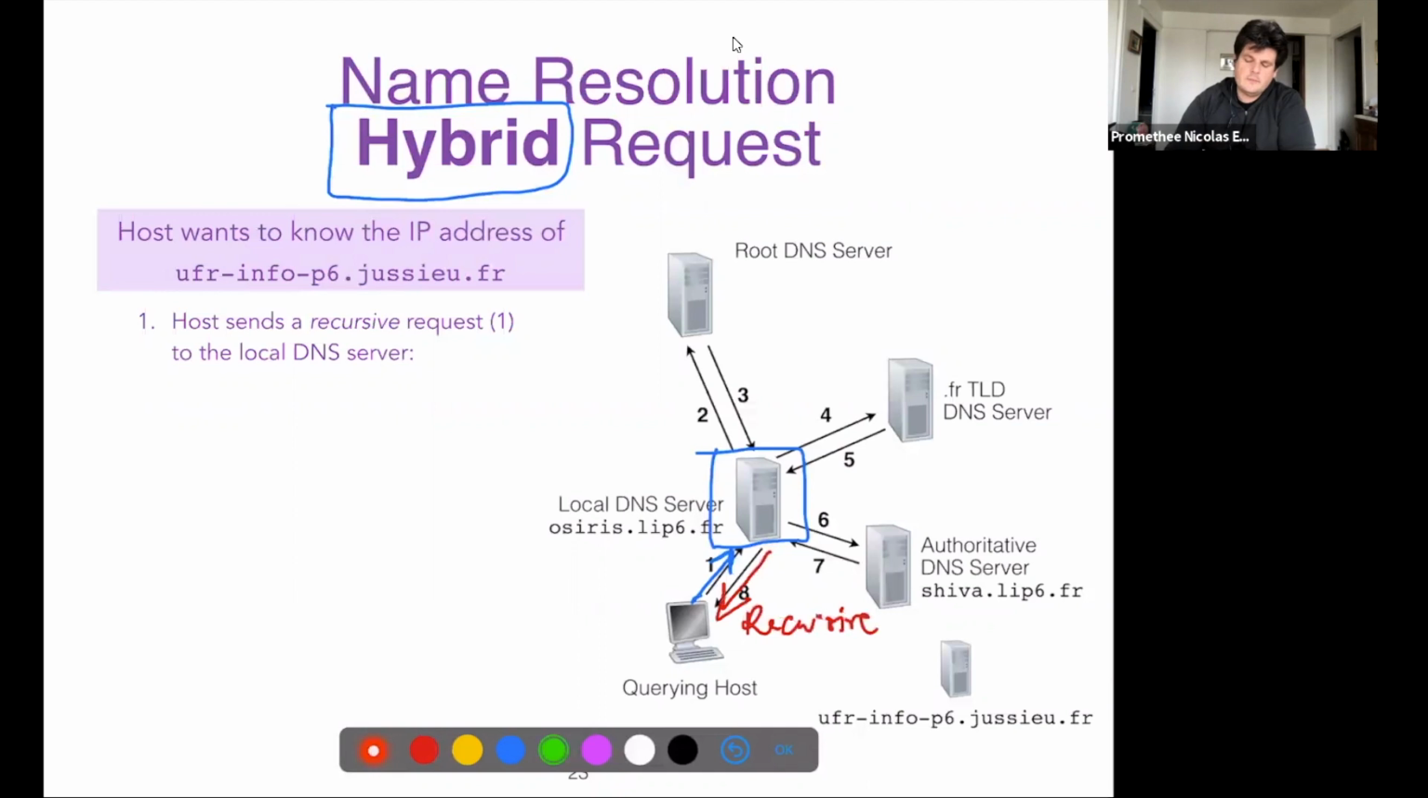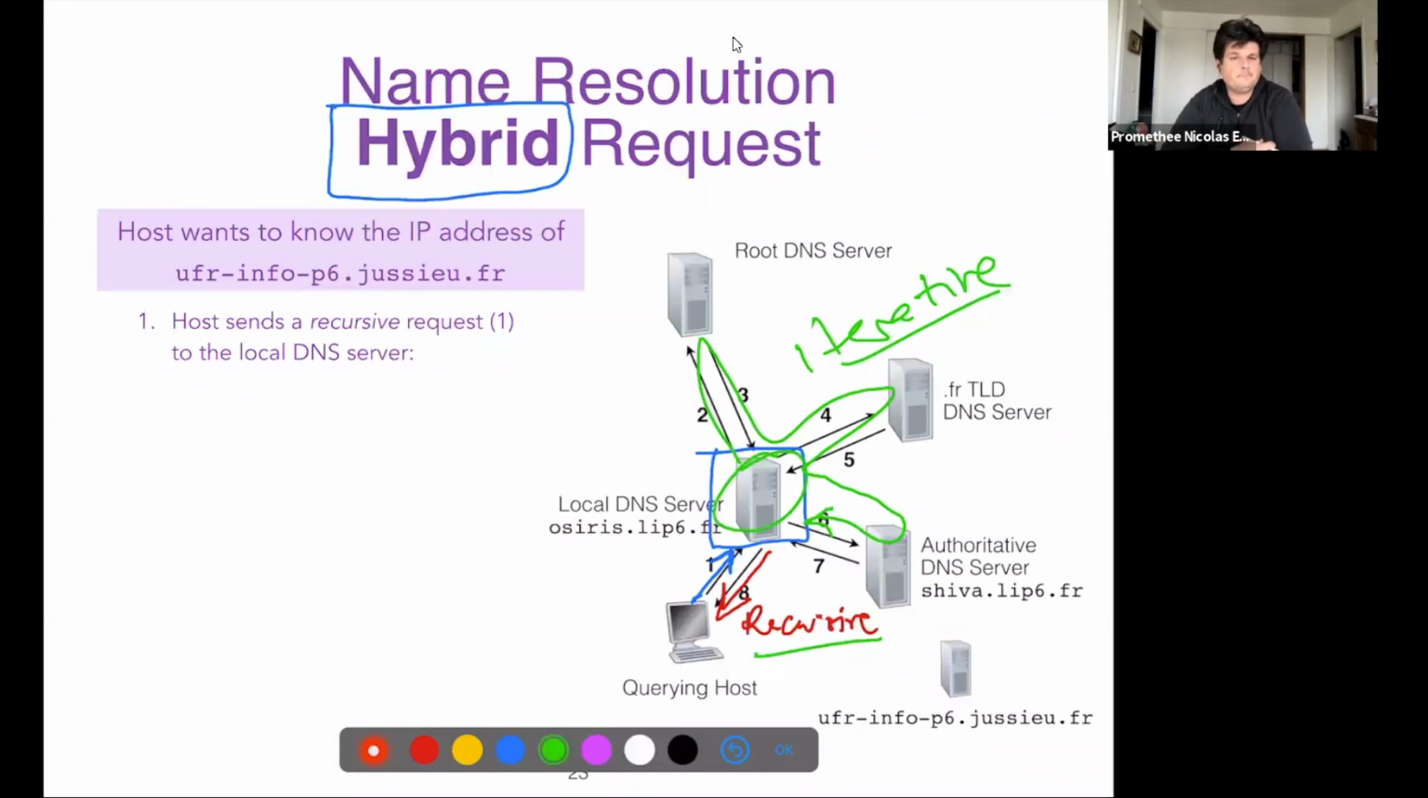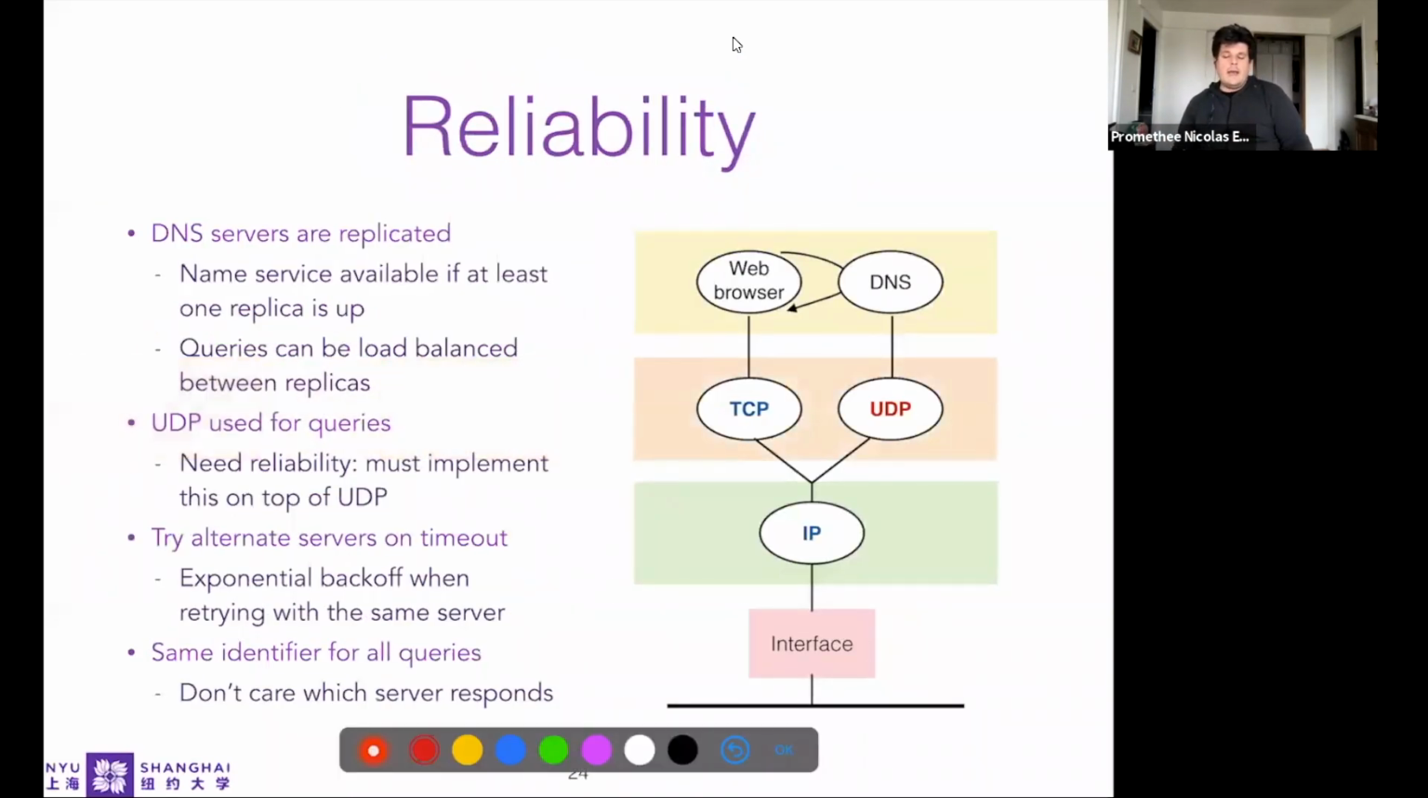And the rest is iterative. So you may see that this is a mix of the two modes. And as you may see, the cache here will have all the IP addresses for the others. All right?